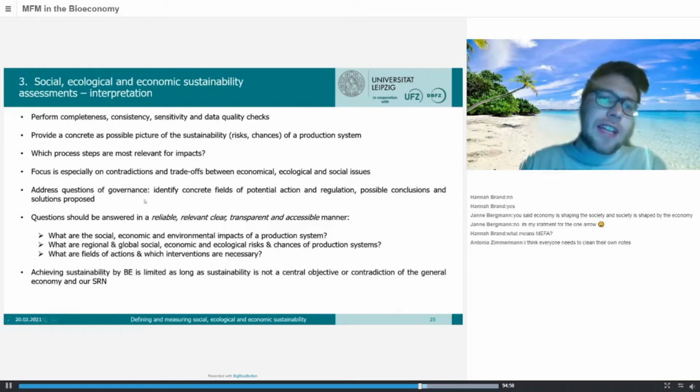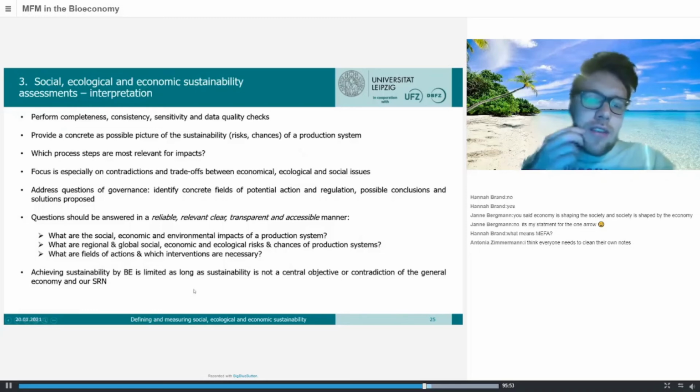At the end, of course, our study should be able to address questions of governance, for example. That means identifying really specific fields of potential action and regulation. So are there possible conclusions and solutions we can propose for the people who are paying us to do those studies? For example, politics, so that they can get an answer for their question on how to fund or how to make laws for specific economic activities to improve sustainability at the end, hopefully. So at the end, we have to define questions which we want to answer by our study. And it's important to check in the interpretation if we can answer those questions in a reliable, relevant, clear, transparent, and accessible manner.